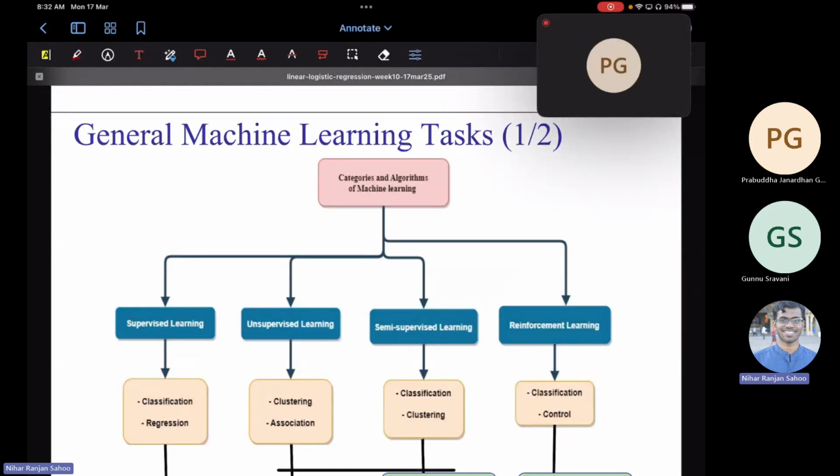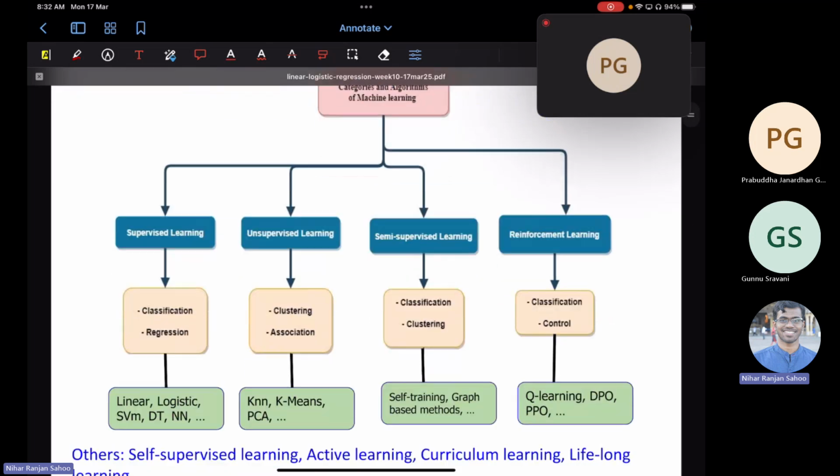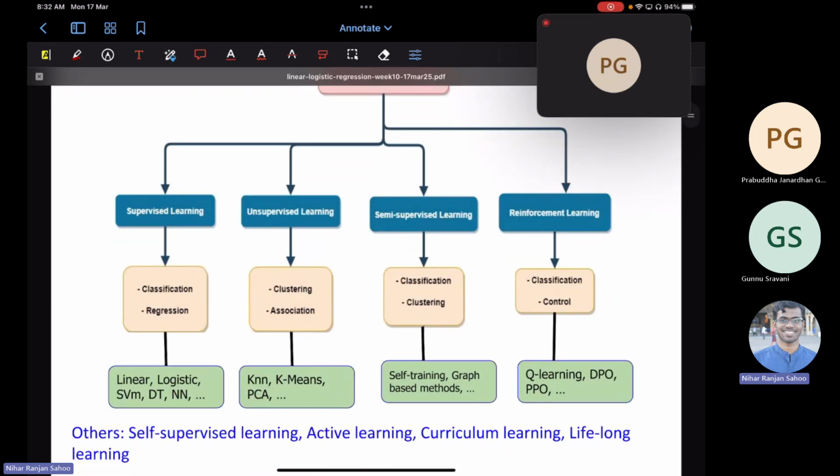If we categorize different machine learning tasks into a few broad categories, they will come under supervised algorithms, unsupervised algorithms, semi-supervised, and reinforcement algorithms. And apart from them, there are a few more: self-supervised, active learning, curriculum learning, lifelong learning. But they are kind of advanced, so we're not discussing them. Majorly as part of your syllabus, we'll be discussing supervised and unsupervised quite a bit, and if time permits, one class on reinforcement.